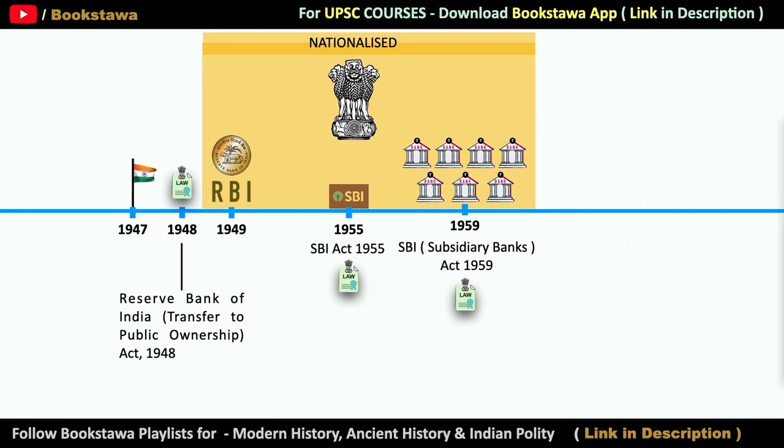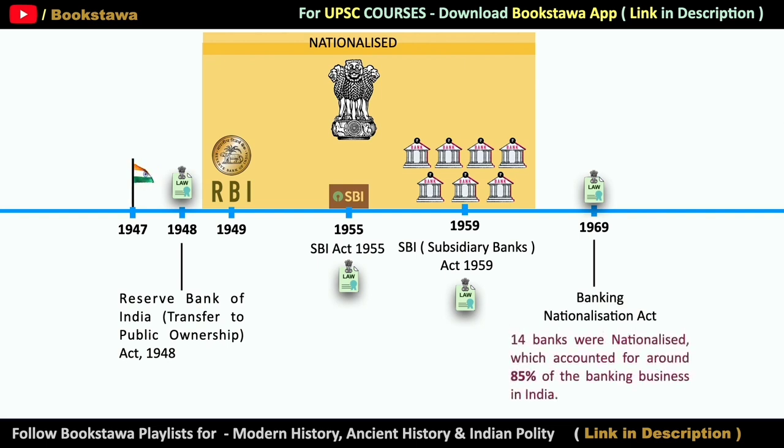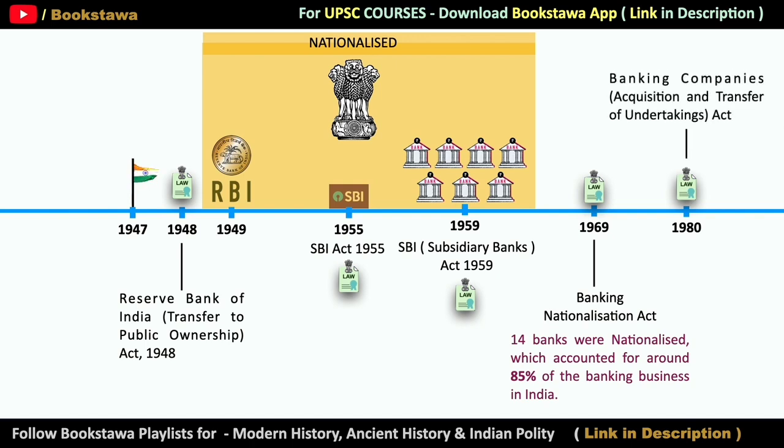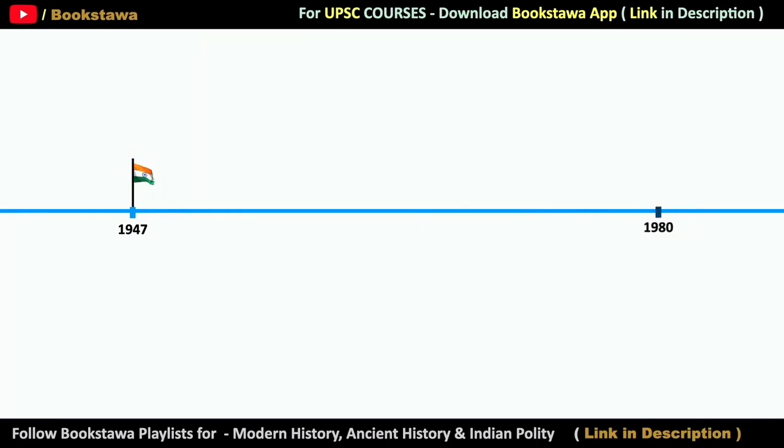And that is why in 1969 the Parliament passed a law which was named the Banking Nationalisation Act. Through this act, 14 banks were nationalized. At that time, 85% of India's banking business was handled by these banks. After this, in 1980, the Parliament passed another act which was named Banking Companies Acquisition and Transfer of Undertakings Act. Through this act, the Government of India acquired 6 more banks. And in this way, the banking sector became 100% nationalized by 1980.